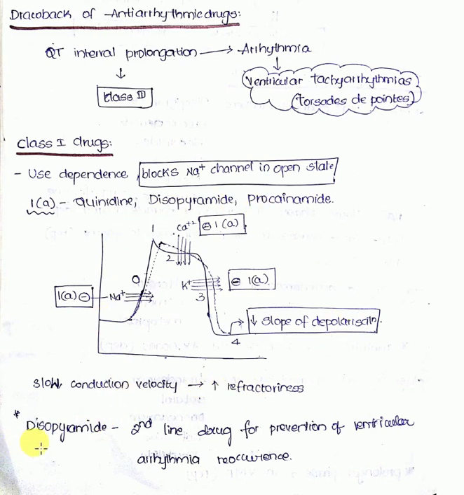The main important point in case of class 1A drugs is disopyramide. According to KD Tripathi, disopyramide is used as a second line drug for prevention of ventricular arrhythmia recurrence. If a patient has already suffered from ventricular arrhythmia and is already taking treatment, and there is some cure in ventricular arrhythmia, if there is any recurrence of ventricular arrhythmia, then a person can take disopyramide as a second line drug which can prevent recurrence of ventricular arrhythmia.